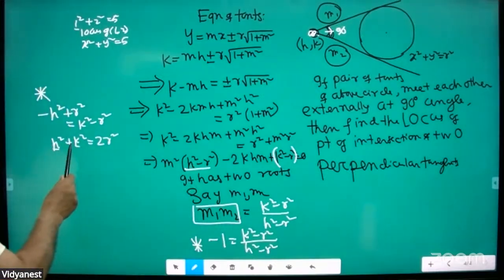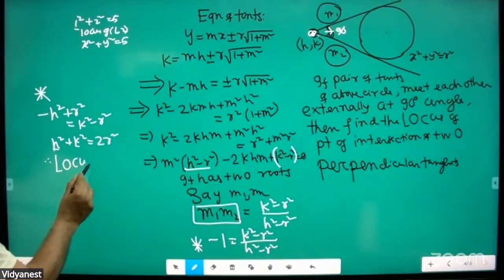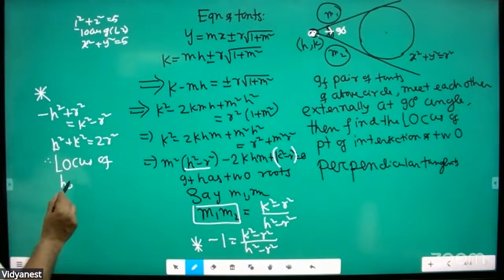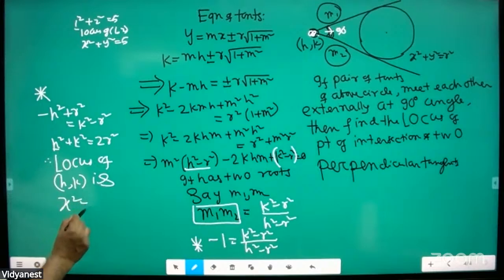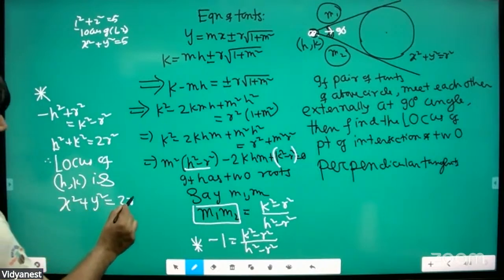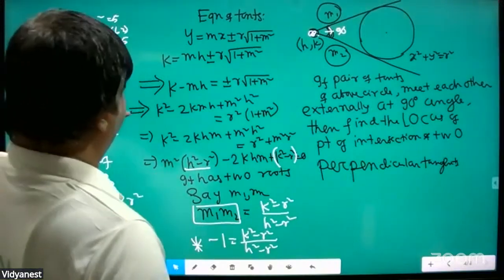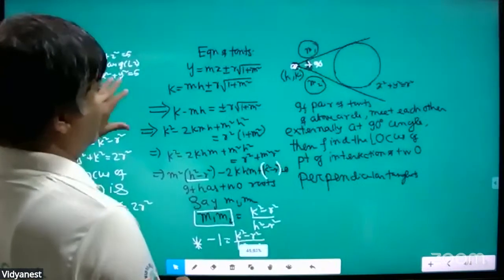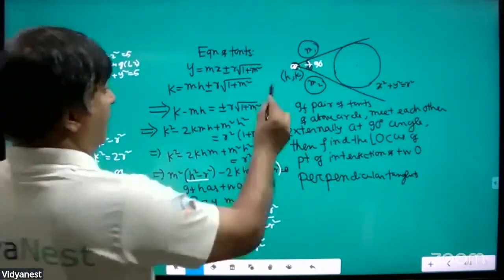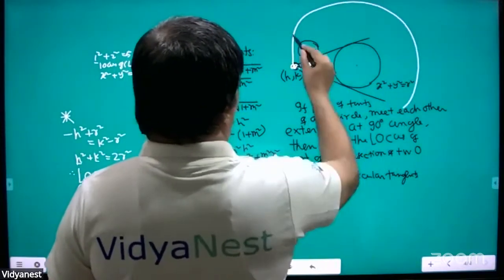So where does (h, k) lie? Therefore, locus of (h, k) is x square plus y square is equal to 2r square. Yes or no? Yes sir. So this is also an equation of a circle. So if this is also an equation of a circle, then this point will stay on a circle.